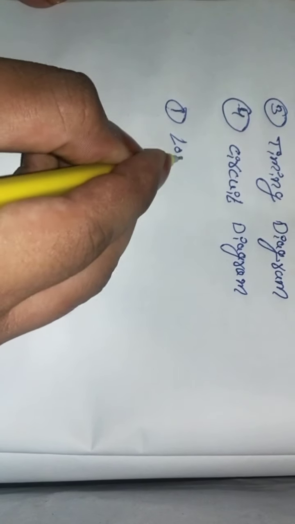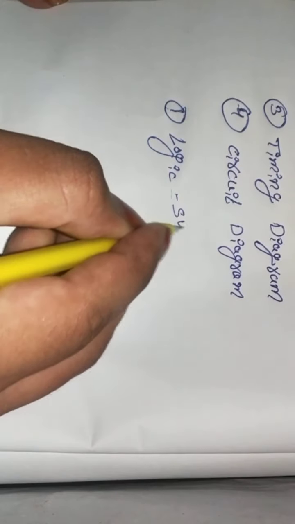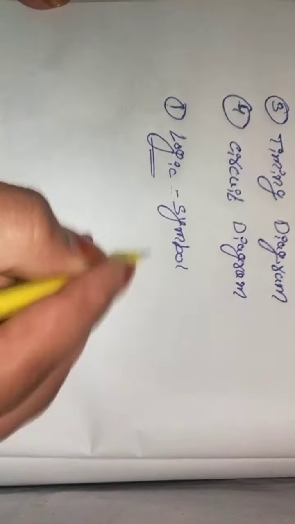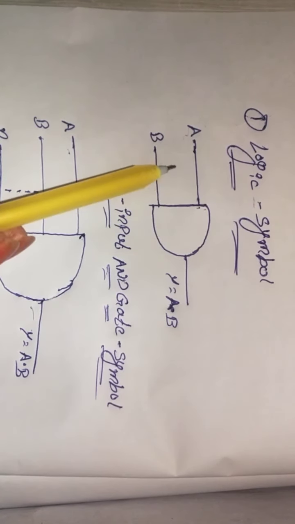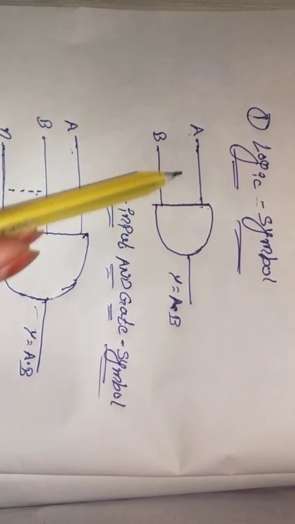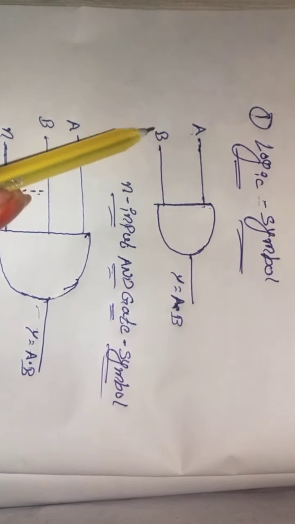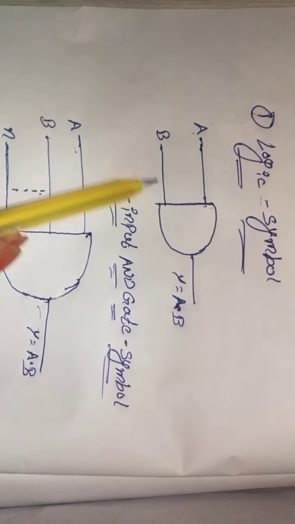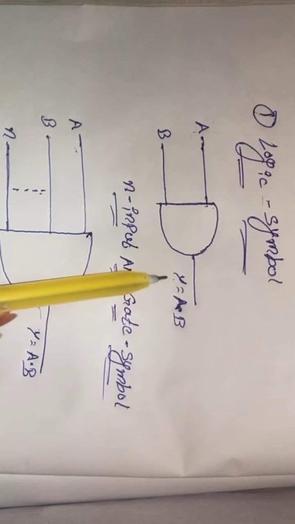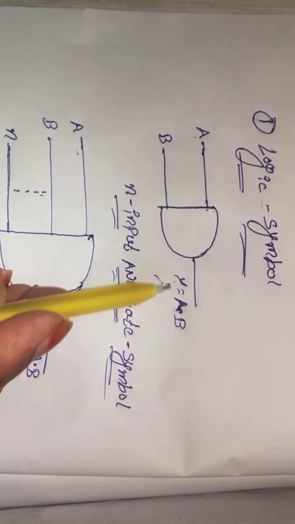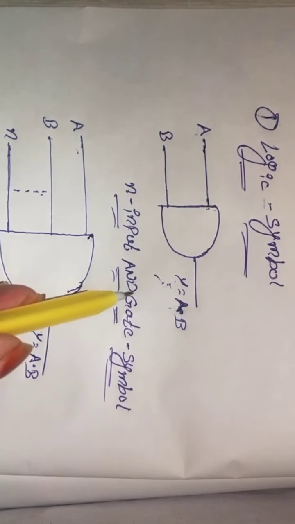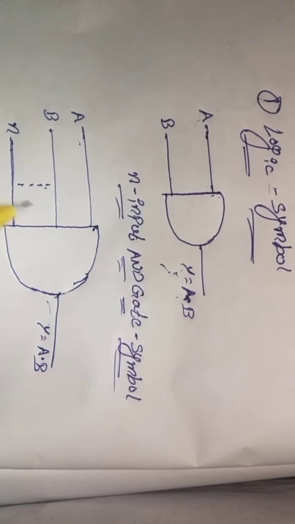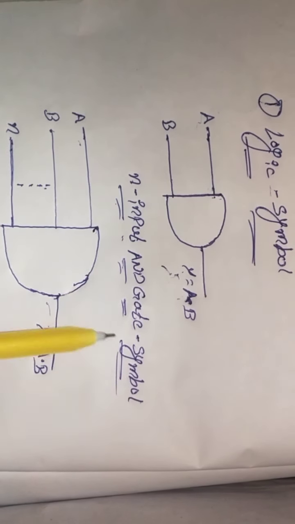First one, logic symbol. Here we can see the logical symbol of the AND gate. AND gate consists of two variables, a comma b. These are the inputs of the AND gate, and y equal to a dot b is the output of the AND gate. Here a dot b, the dot, indicates the multiplication of a and b.